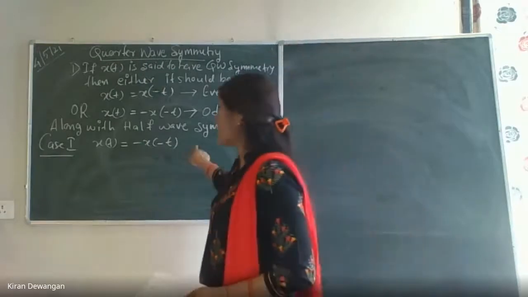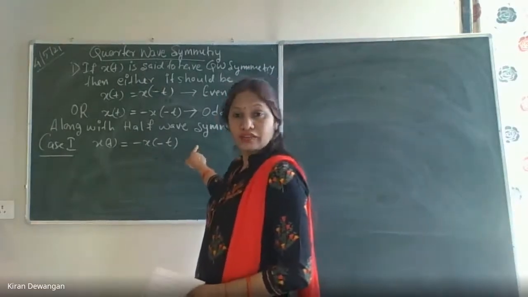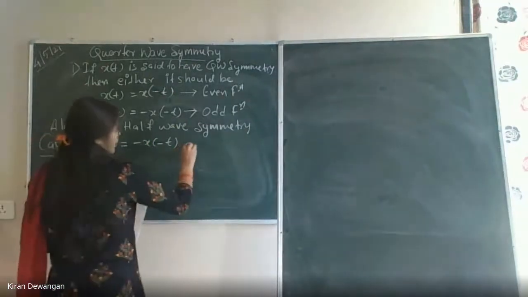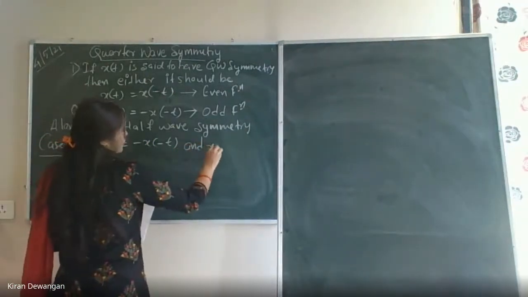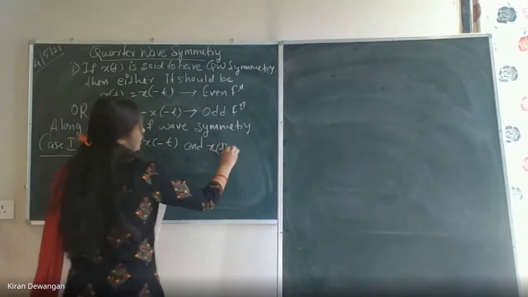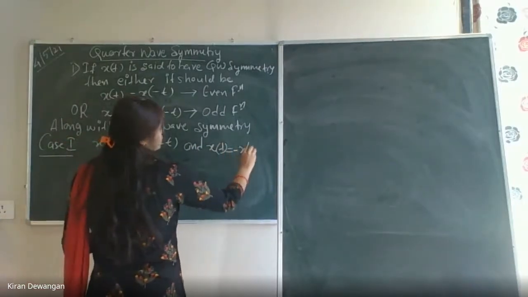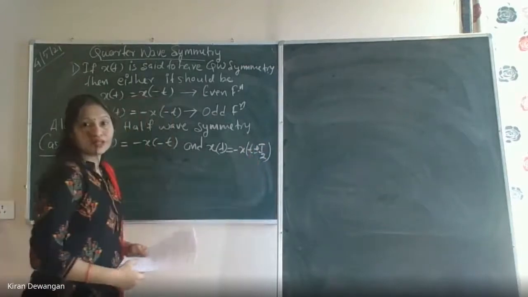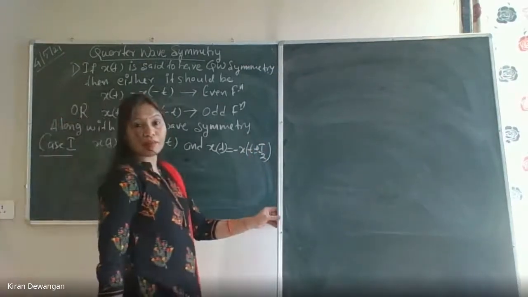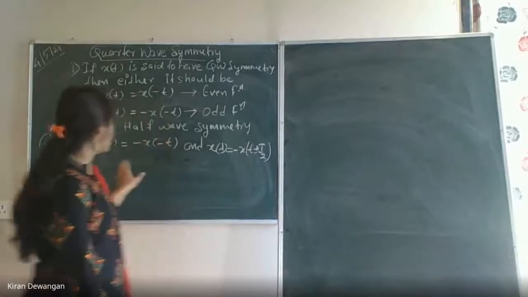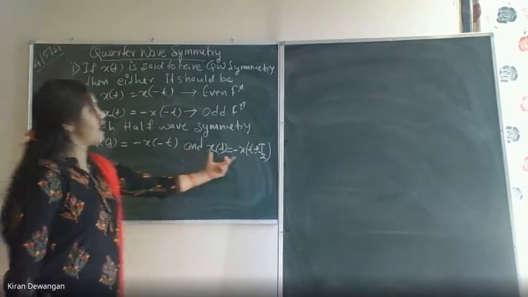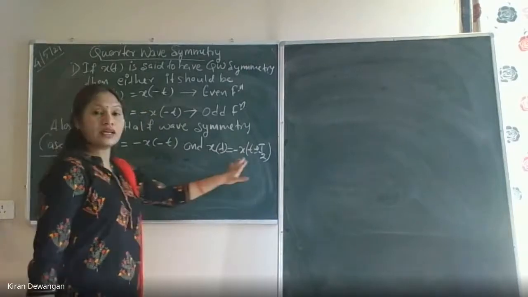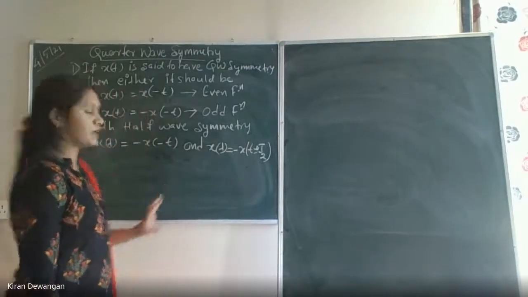If it is satisfying the condition of odd wave symmetry, then x of t will be equal to minus x of t plus minus T by 2. ठीक है? मतलब ये दोनों आपका satisfy होना चाहिए. This is the odd and half wave symmetry. क्लियर? तो odd भी आपका satisfy करेगा और half wave symmetry भी satisfy करेगा.